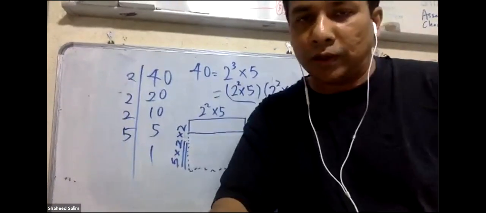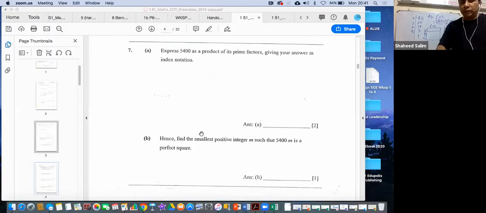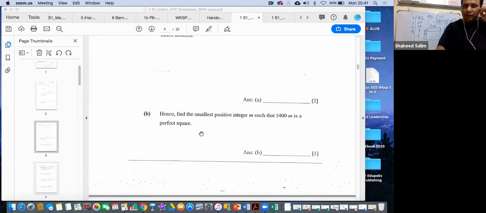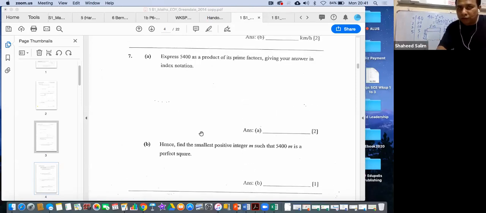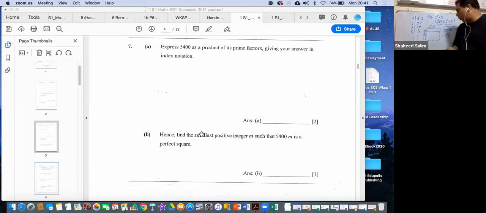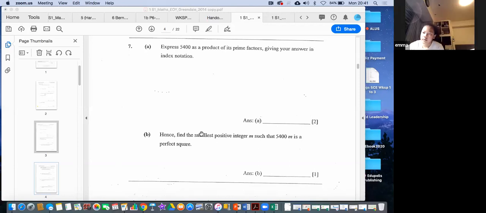Okay, I'm going to share screen. Find the smallest integer such that 5,400... You have to do 5,400. Have you done this? 5,400, you've already done, right? There you have your prime factorization. I'm going to write this on the board. You tell me what's your prime factorization now? The index notation of 5,400.